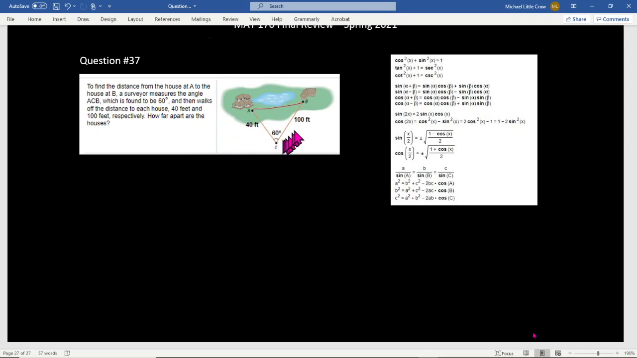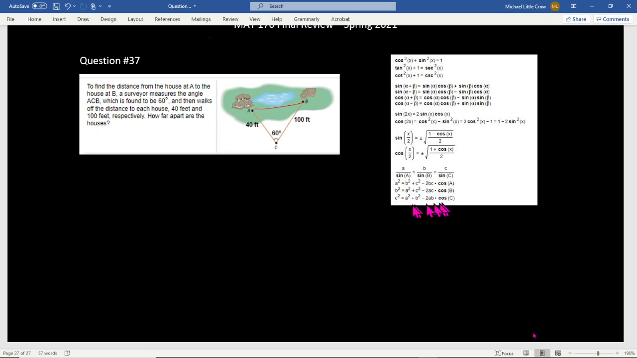So we've got a side-angle-side. We can't use the law of sines because we don't have an angle and the side opposite. We could make an assumption that these are 60, but we can't. We could say that, but it doesn't make it true. So what can we do?